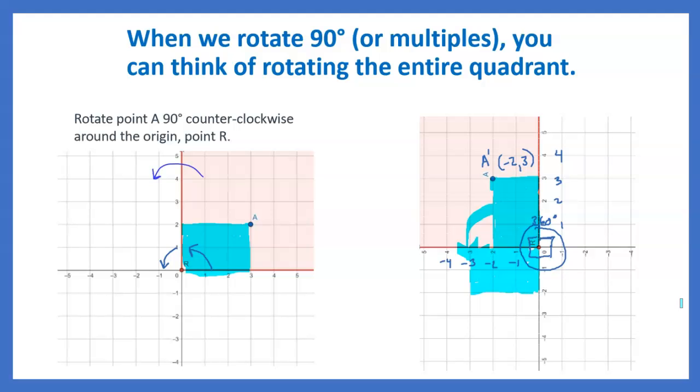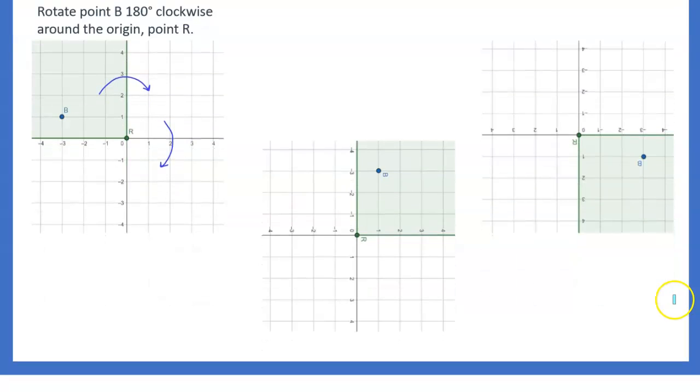So those are ways of thinking about rotations. Here's another example of a rotation. This one says to rotate point B 180 degrees clockwise. So keep an eye on those degree measures. Those tell us how many quadrants. 180 is going to be a 90 and then another 90. So we're going to go one quadrant clockwise and then another quadrant clockwise. So this will be the first rotation.